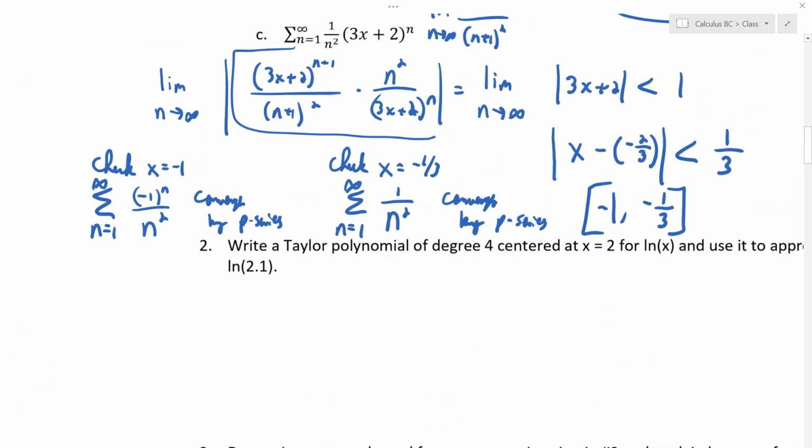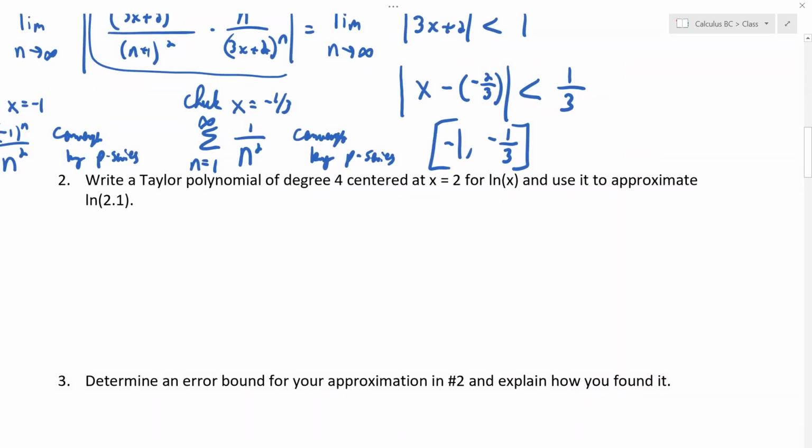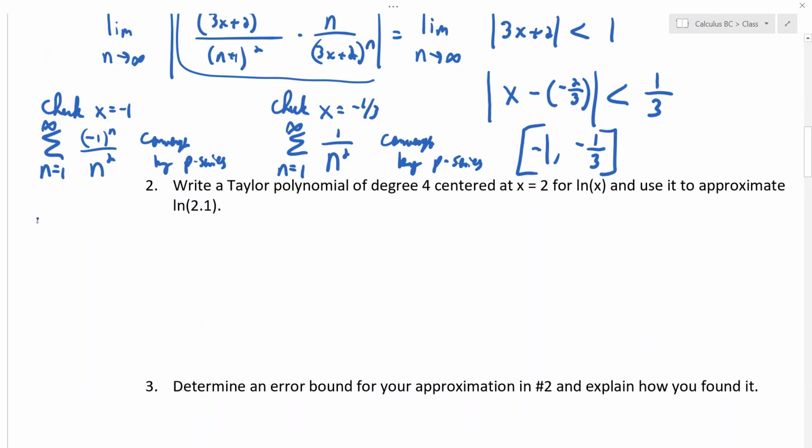A Taylor polynomial for ln of x centered at 2. It's kind of a pain in the butt. 4th degree means we need to derive it 4 times, and then we're going to plug 2 into those derivatives to get the coefficients for the series. The first function is ln of x. The first derivative is 1 over x. The second derivative is -1 over x squared. The third derivative is 2 over x cubed. And the fourth derivative is -6 over x to the 4th.